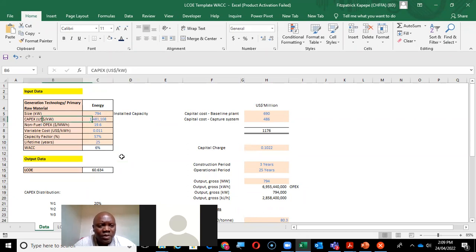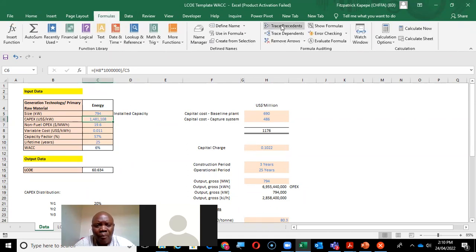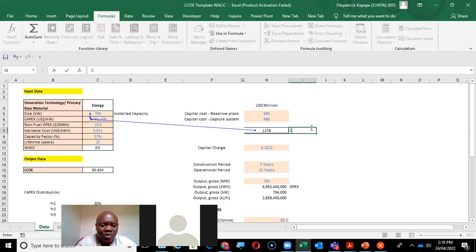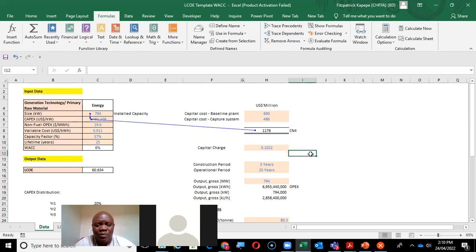Then on capex per kilowatt hour, just to show you what I was doing. It is basically the total capex, which is for the baseline plant and capture system, divided by the installed capacity. In this case, it's 794. From this one, I think we got it from CN4. So if you have any other capex that you think should be in there, then we can add it up. But based on the instruction that you are given, I think all the financial parameters you should get from CN4. I don't know if I'm mistaken.